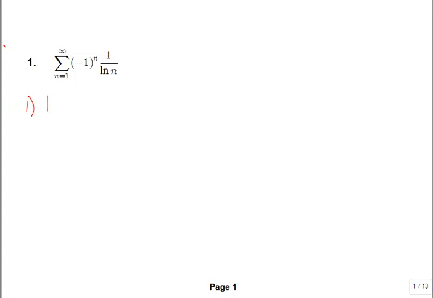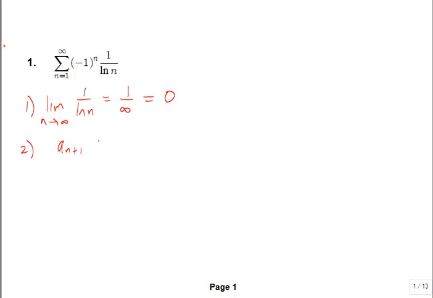So let's check the limit as n goes to infinity of just this piece here, the part that does not have the alternating sign, so 1 over ln of n. Now as n goes to infinity, ln of infinity is also infinite, so this is acting like 1 over infinity, which does go to 0. So far, because that limit is 0, we can't conclude convergence or divergence. So let's see if we can verify our second condition.